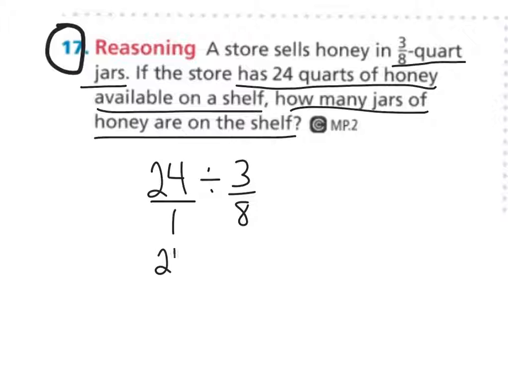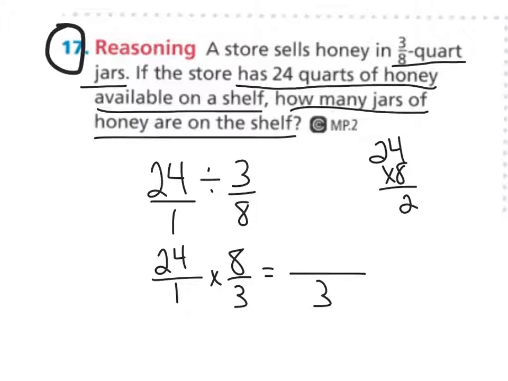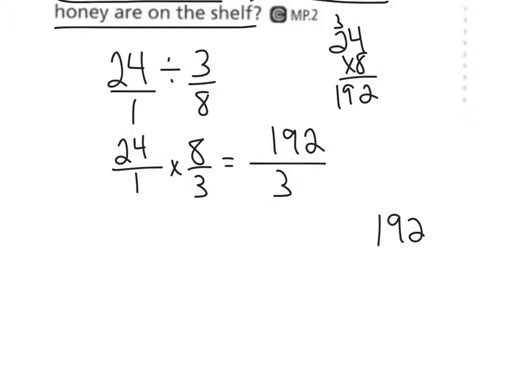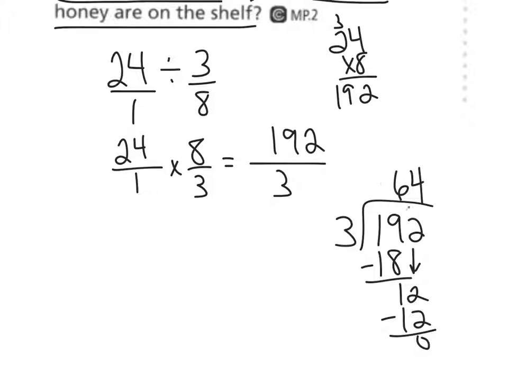So next step, we're going to change this to a multiplication problem. Keep, change, reciprocal. If you wanted to reduce, you could reduce with the 3 and the 24 by a factor of 3. If you don't reduce that, you can multiply straight across. If you do that, I'd be working this out to the side. That'd be 192 over 3. And then we can divide that out. And it comes out as 64. So what that means is that we would have 64 jars on the shelf.